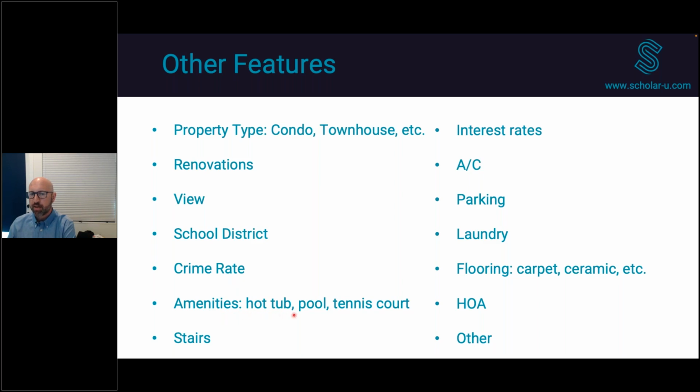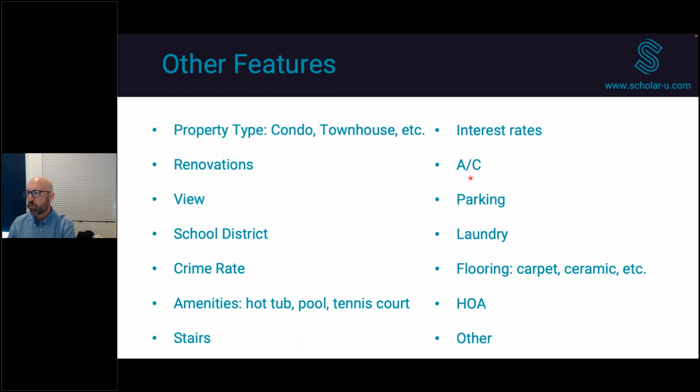Does it have a hot tub, a pool, tennis courts? Does it have stairs, an elevator? Is it just a single floor? What are the interest rates from the banks? So even things that are not even part of the property themselves are going to affect the price. Somebody mentioned seasonality as well. Typically summer months, I think there's more property sold than in winter months, and so on.